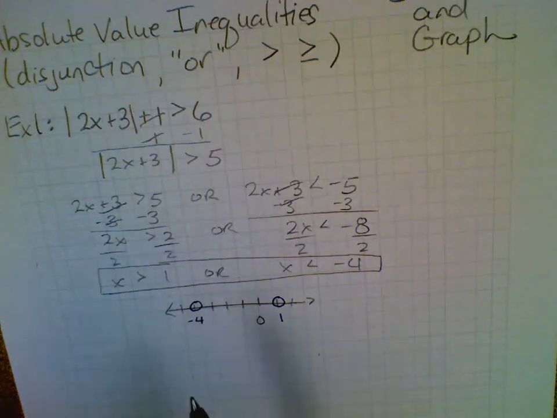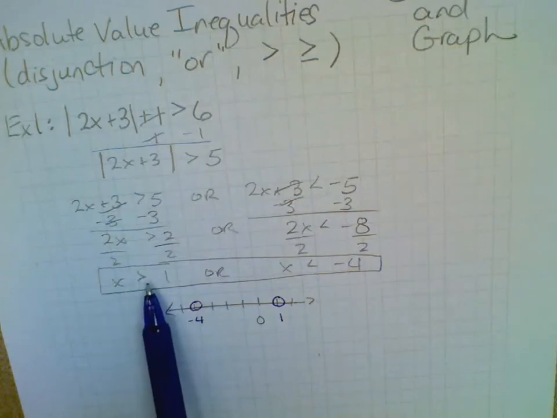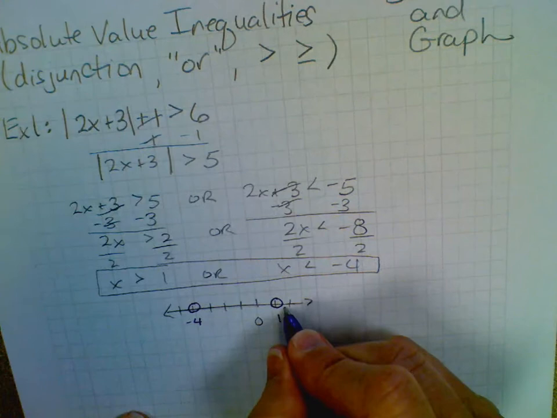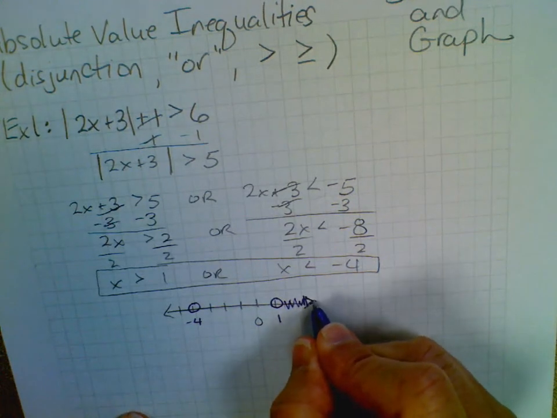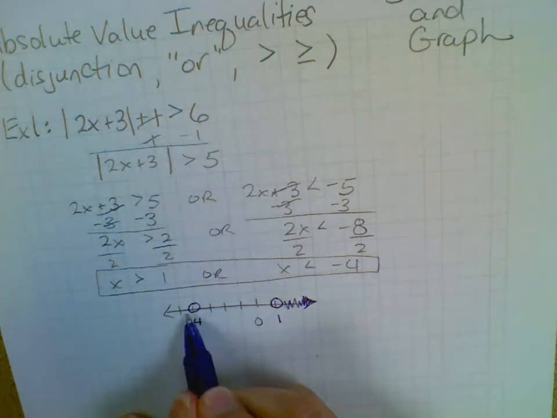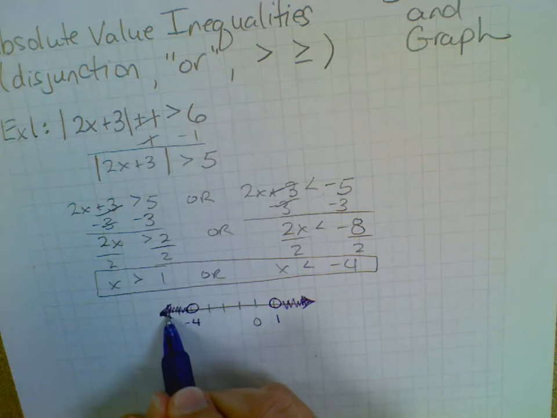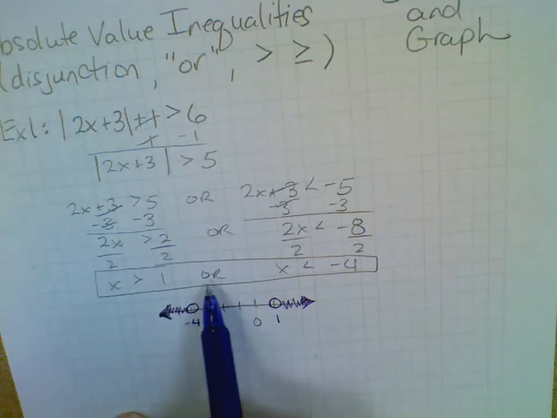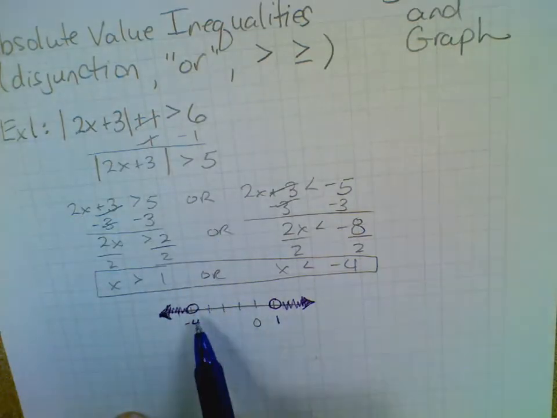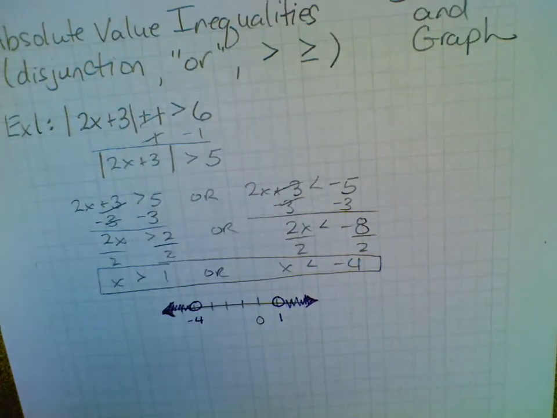Now, this is also different from the graph of the conjunctions. Those were always shaded together. Well, if you read your answer, x greater than 1, this one's going to shade to the right. And this one reads x is less than negative 4, so this one's going to shade to the left. So they shade opposite. I always remember it: the or compound shades opposite. Got your O's.